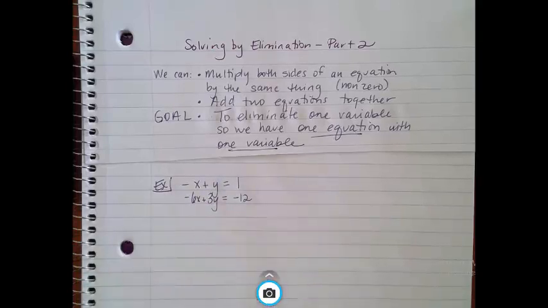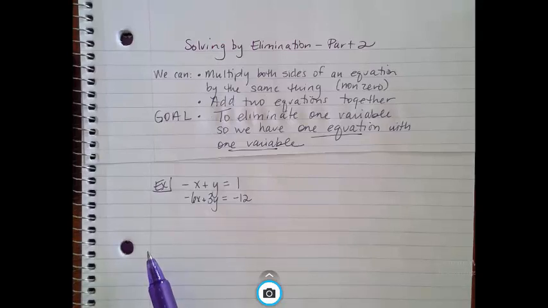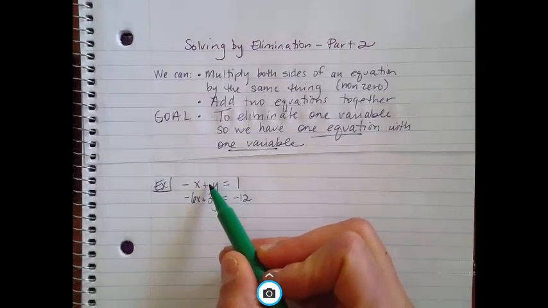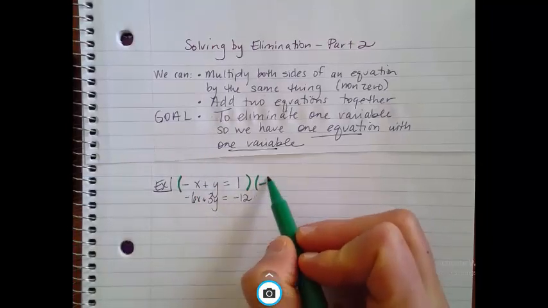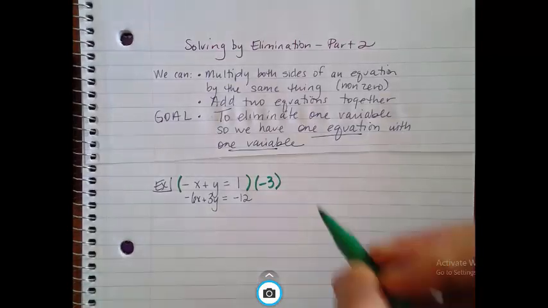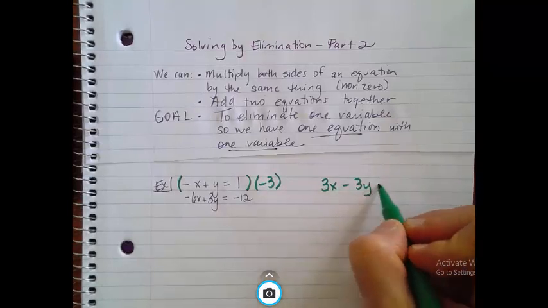This is a little different than what we did before because notice we cannot just add these together and eliminate one of the variables. Subtracting won't work either. So we've got to do something that has just one extra piece to it. Now if I wanted to cancel out the y's, I would wish that there were a -3 here. So I'm allowed to multiply both sides of the equation by the same thing, and I can multiply them both by a -3. So here then I would have 3x minus 3y equals -3.